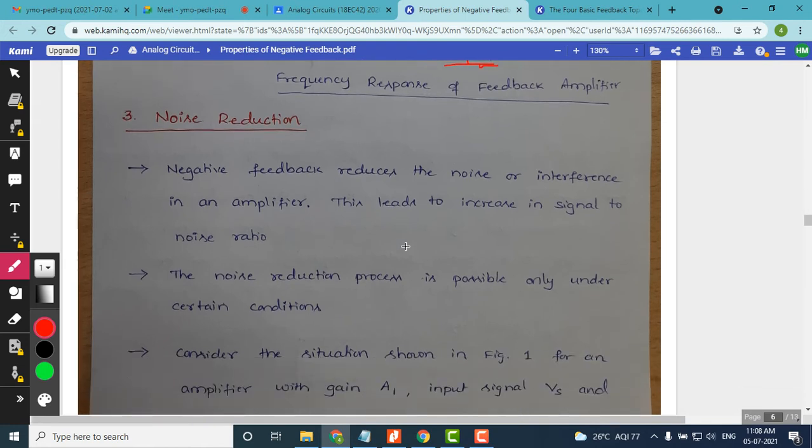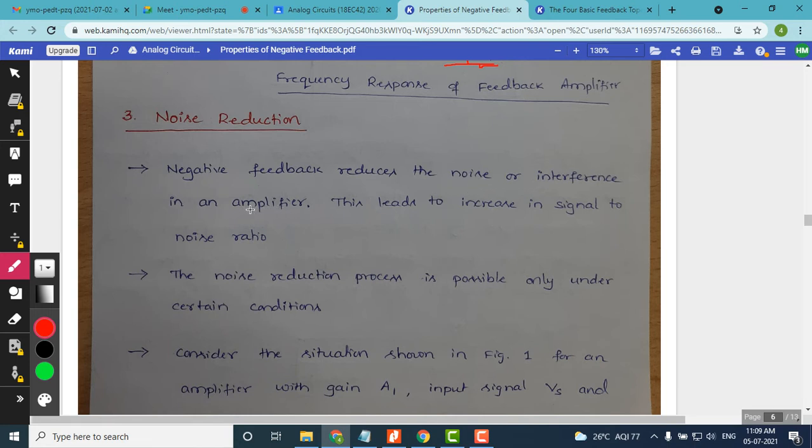Next important property is noise reduction. As we said, by applying negative feedback, noise is going to get reduced. We will see how this noise reduces here. Negative feedback reduces the noise or interference in an amplifier.